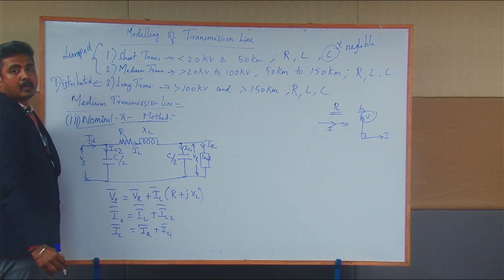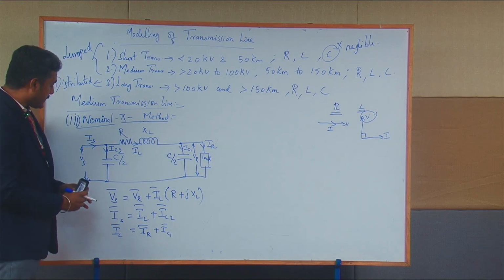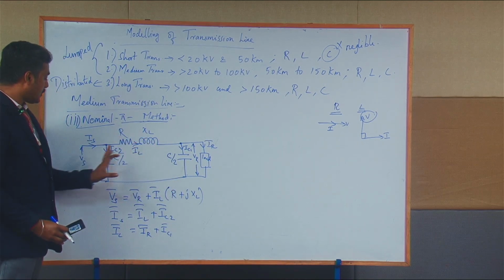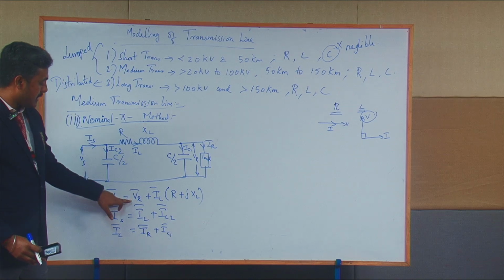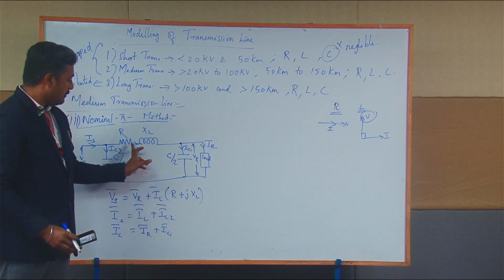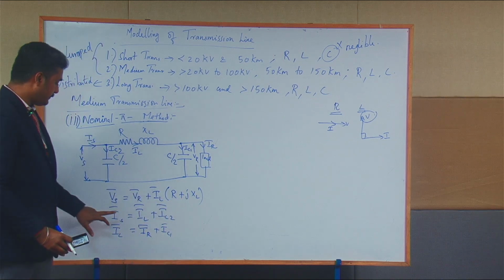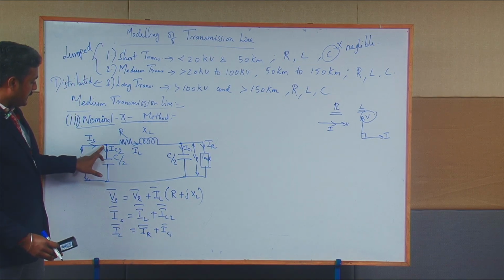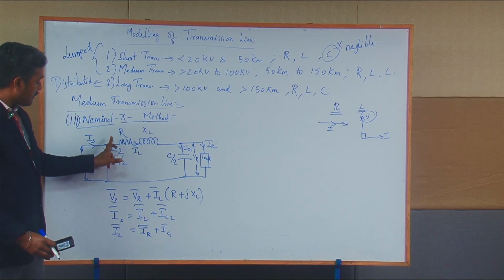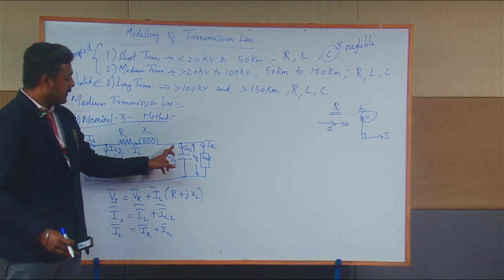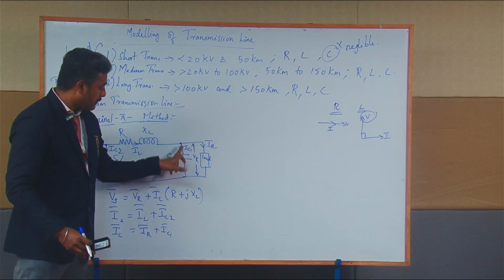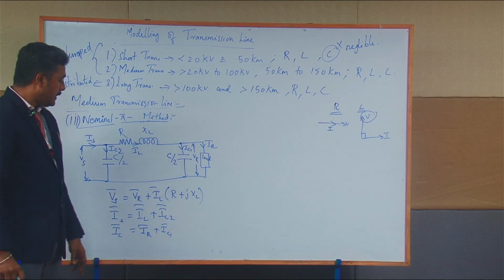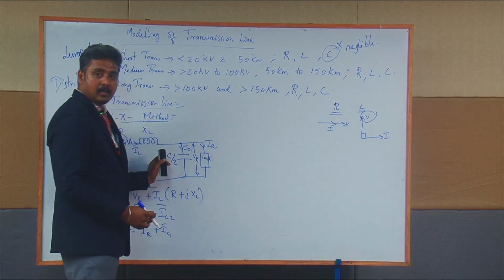IC1 vector. Vs vector for this loop is equal to Vr vector plus the drop across the transmission line, Vr vector plus IL into R vector plus IL into jXL vector. At this point, Is vector equals IL vector plus IC2 vector, and IL vector is equal to IR vector plus IC1 vector. Now draw the phasor diagram for this equivalent circuit.